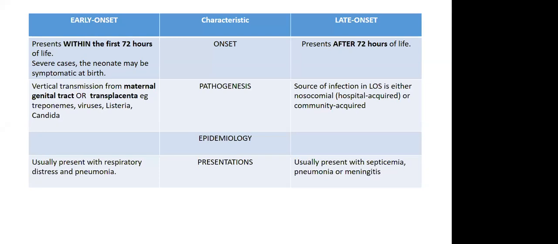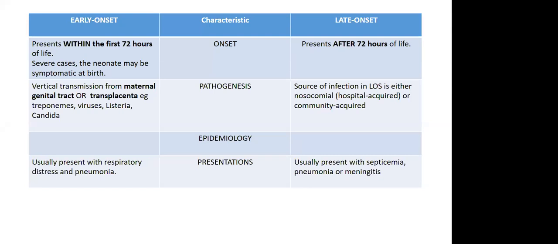Most of the time it's through the mother's genital tract. So what sort of infection is common? STDs. If the mother has an STD, then definitely the child can get the infection. UTI, mother with UTI, mother with colonization such as GBS. So these are the commoner organisms that cause early onset sepsis.